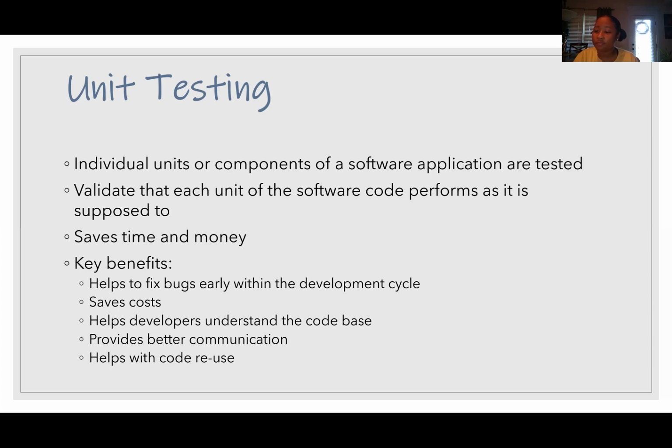Key benefits of unit testing are that it helps to fix bugs early within the development cycle, saves costs, helps the developers understand the code base while enabling them to quickly make changes, provides better communication, and helps with code reuse. There are two types of unit testing, manual and automated. While unit testing is usually automated, it can be manually performed as well.